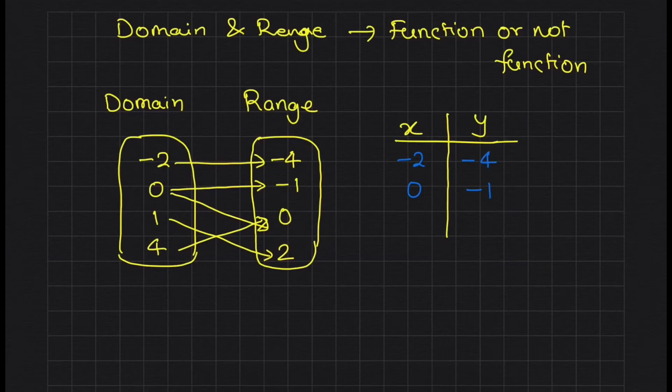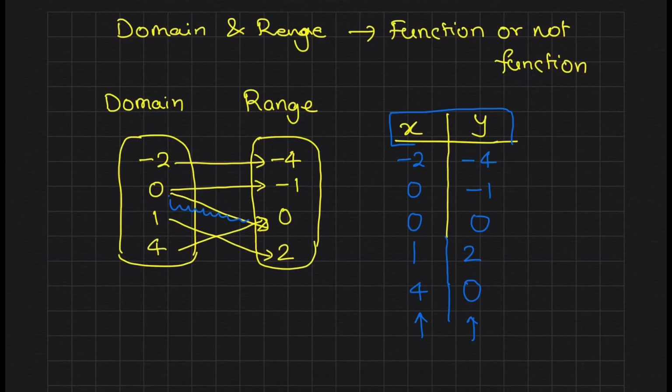The x element is again 0, like you see, there is another arrow going on here. So the other x element, 0, is correlated with 0. Then another x element is 1, correlated with 2 in y, which is the range. And another domain element is 4, the x element, and the y element correlated to that is 0. So in this table, these are all x elements, these are all y elements.